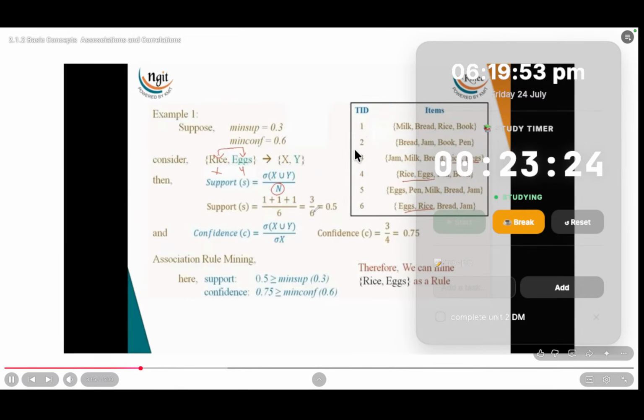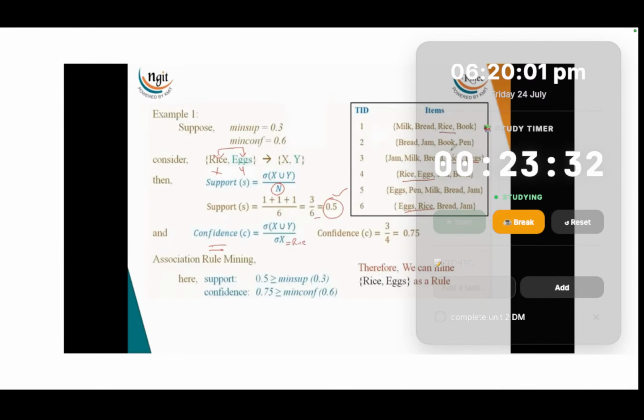There are 6 transactions. So now 3 by 6 will get the value as what? 0.5. In the same way, we have to find the confidence, right? So among those, what is the x value here? Rice, right? How many times is rice repeated in the transactions? 1, next 2, 3, and then 4. So it is repeated 4 times.